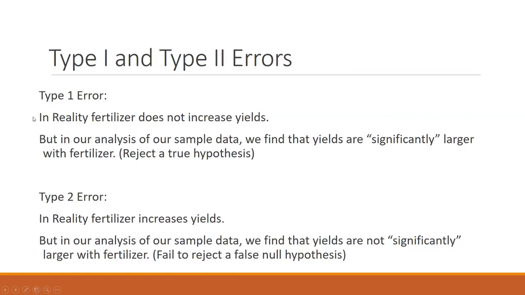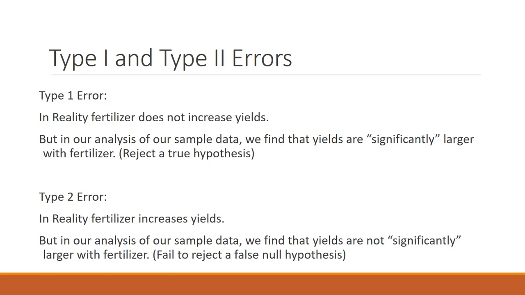Using our example, let's say in reality fertilizer does not increase yields, but in our analysis of our sample data, we find that yields are significantly larger for fertilizer. That's a type 1 error. We have rejected a true null hypothesis. We've concluded that there is an effect when there is not an effect. We don't want to do this if we're doing research that will influence policy.